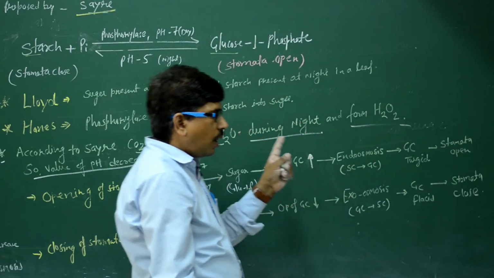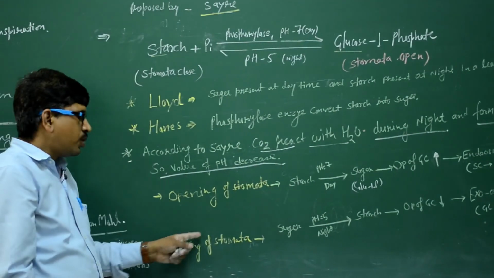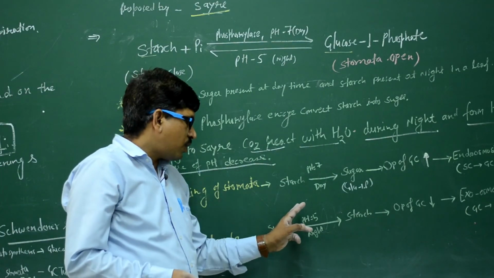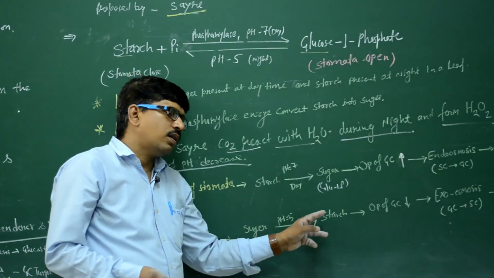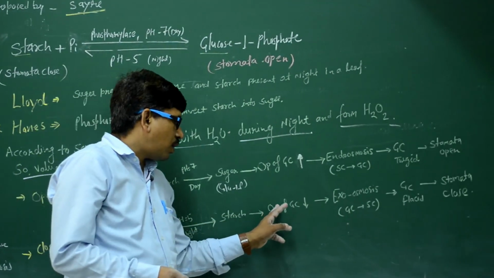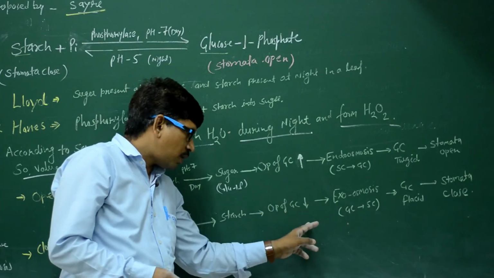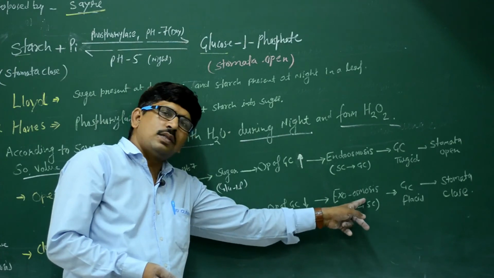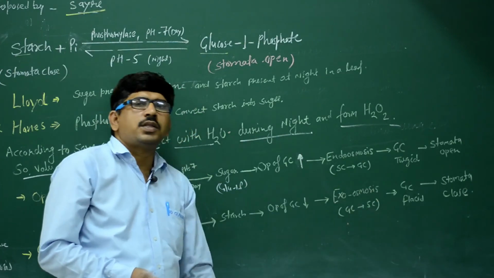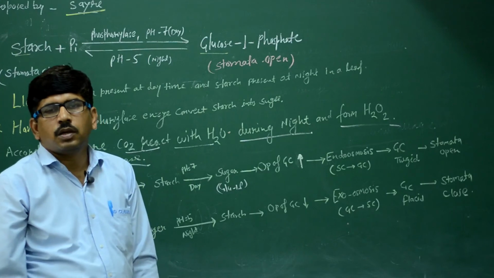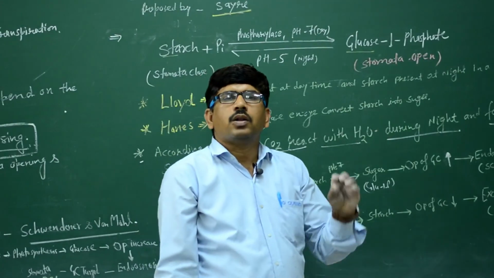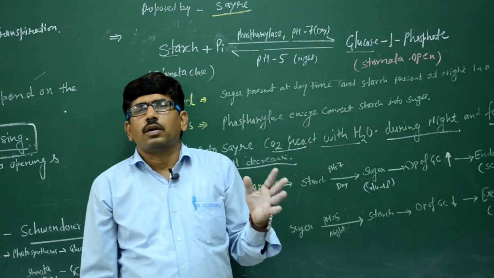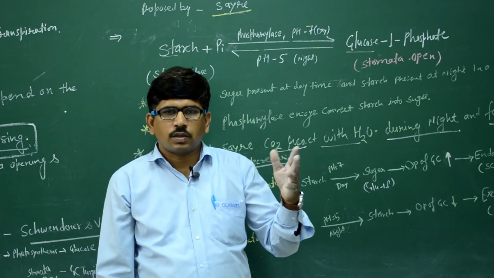Clear? At the night क्या होगा अब? Closing of stomata क्या हुआ? The pH value decreases to 5 and at night sugar becomes starch. OP of GC decreases, and the adjustment होगा, water moves from GC to SC, and the GC is flaccid, the stomata is closed. Clear है? That is the process of stomata opening and closing. Clear?